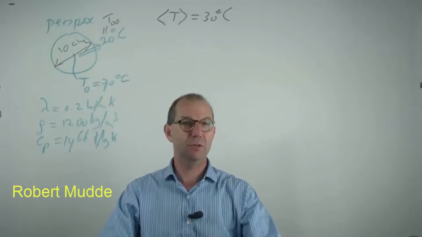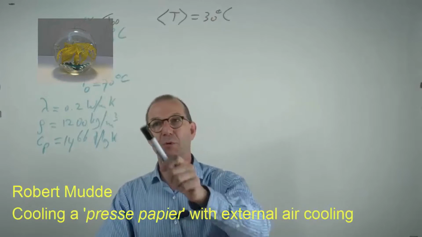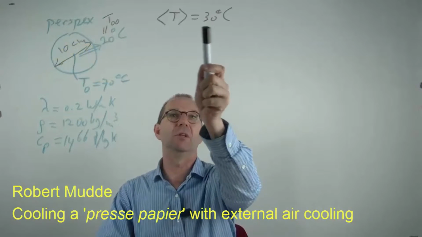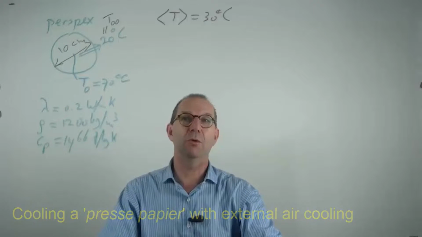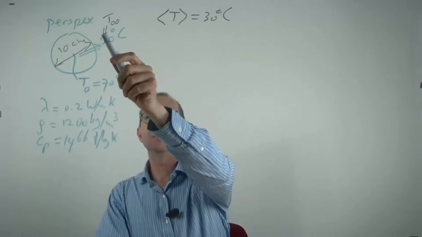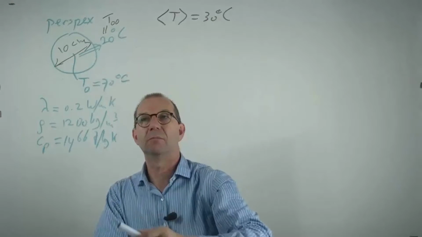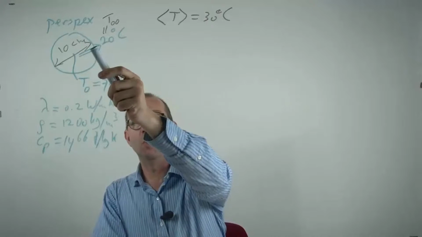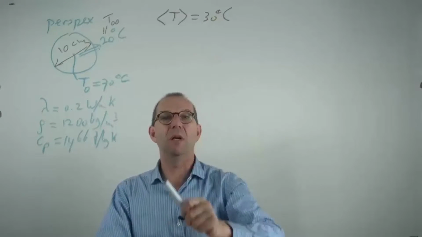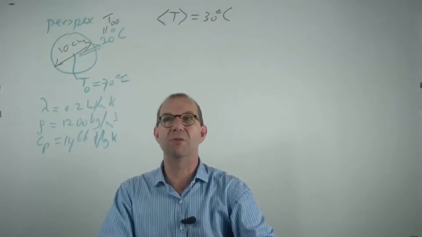We have done two examples of a sphere that was produced at a temperature of 70 degrees and needed to be cooled down to an average temperature of 30 degrees. In the first example, we assumed that the air surrounding the sphere, at 20 degrees, had that temperature all the way up to the sphere, and we could use the graph. And we found that it took a little over an hour to cool this sphere to 30 degrees.